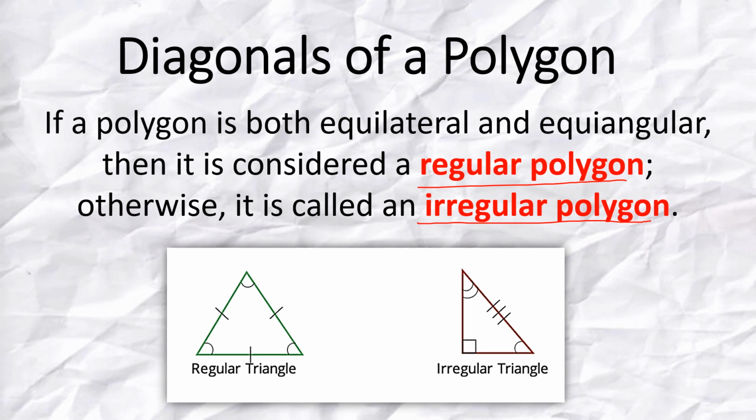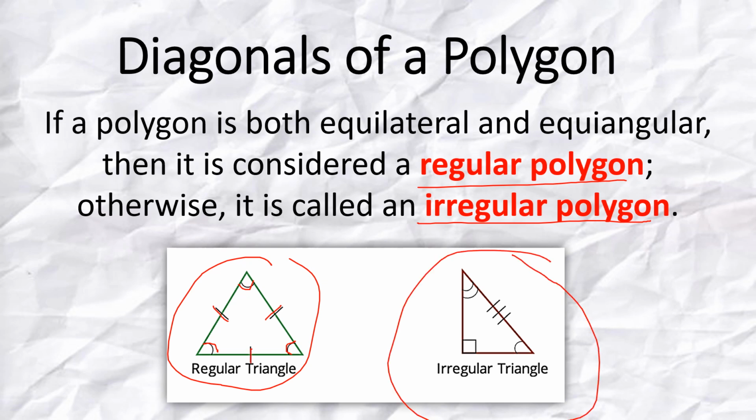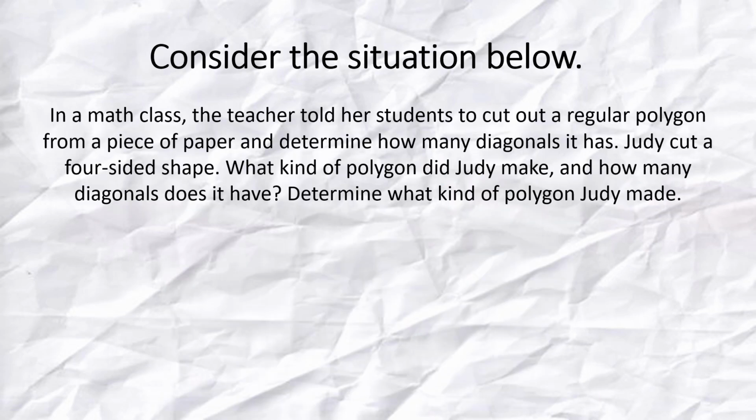As you can see here, we have two triangles. The first figure, this one, is an example of a regular polygon. All of its angles are congruent. These are the three angles, and they are all equal. So are its sides. The sides here are also equal. So we call it a regular triangle. While the second triangle, or the second figure, is an example of an irregular polygon because all of its angles, this angle, this angle, and this angle, are not congruent, and neither are its sides.